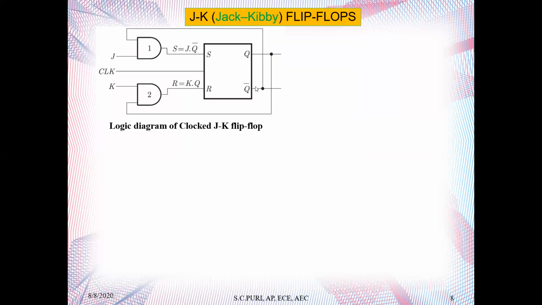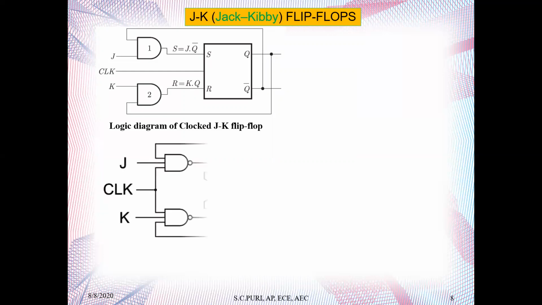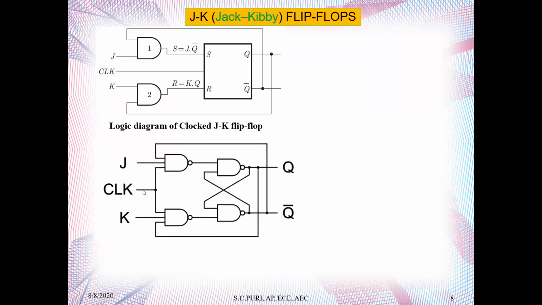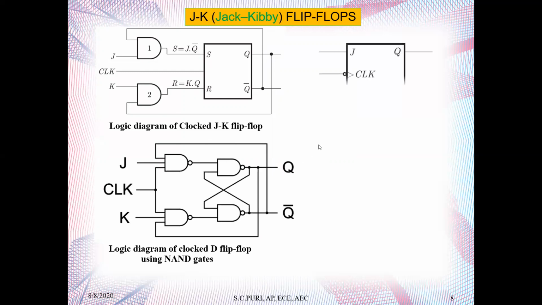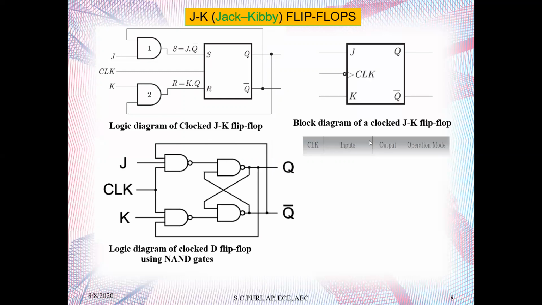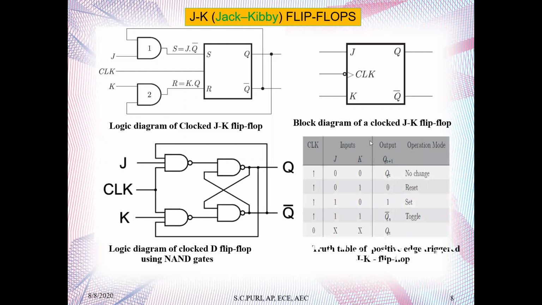Now what will we get eventually? You can see here, this is built using NAND gates, with J, K, Q and Q bar. So this is the block diagram of a clocked JK flip-flop, and this is the truth table of a positive edge triggered JK flip-flop.